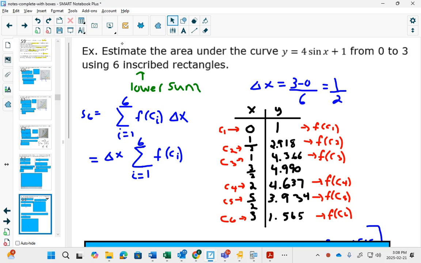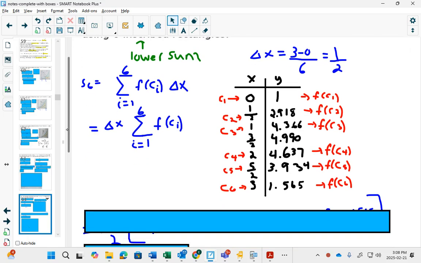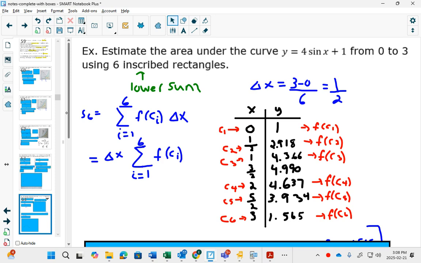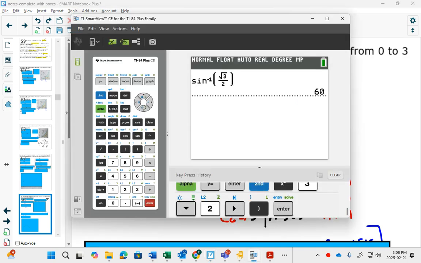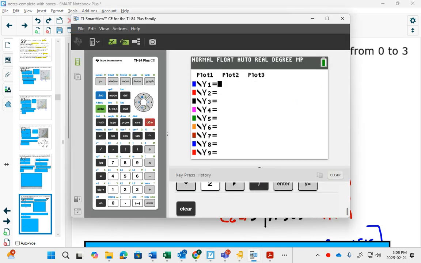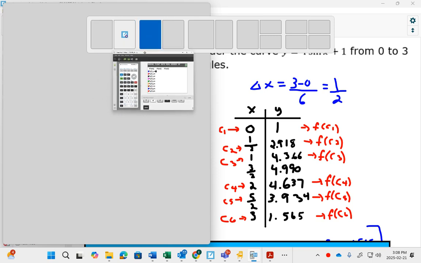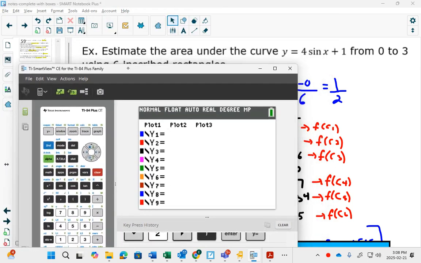And then you could do a table of values on your calculator for this. Do you know how to do that on your calculator? Quickly? I feel like doing it just because I think it would be fun. Sorry. I'm going to go y equals, I'm going to clear it out, and you're mad because you can't see what you need to write.